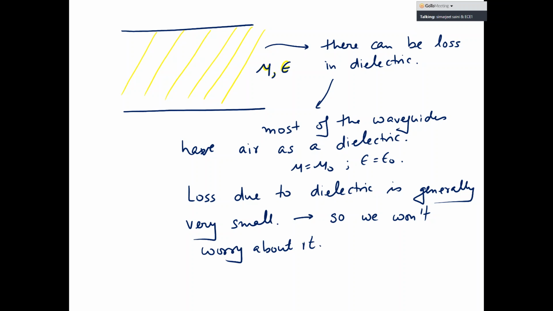So we are not going to worry about the loss for the time being. Now let's see, I have two different modes, we have said. So let's see what the conductor loss is.